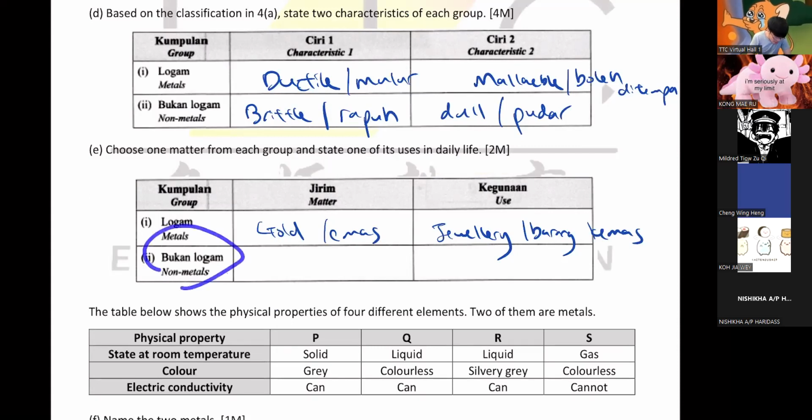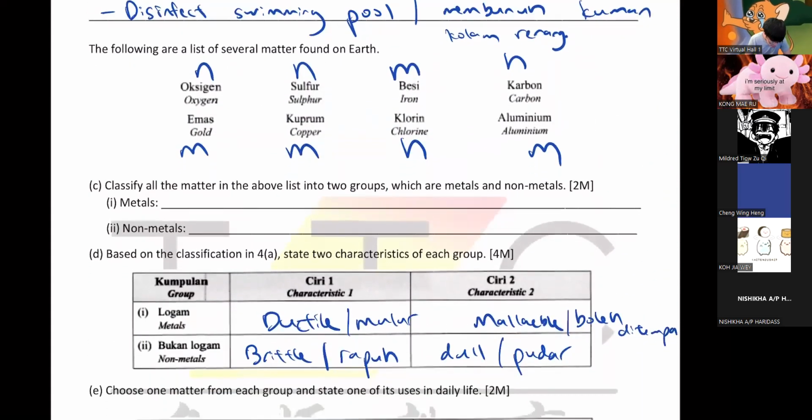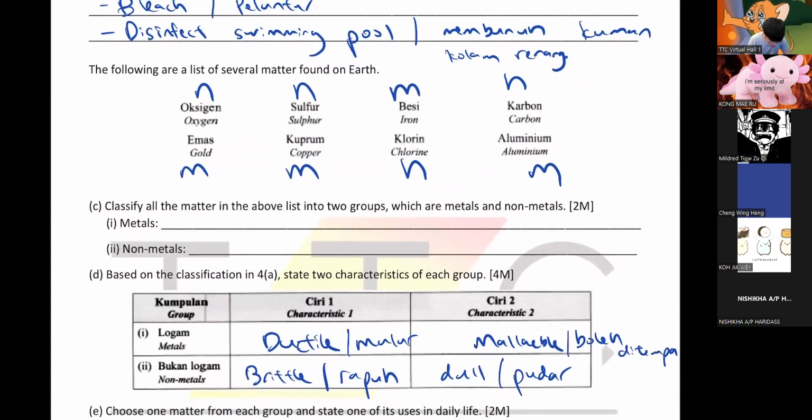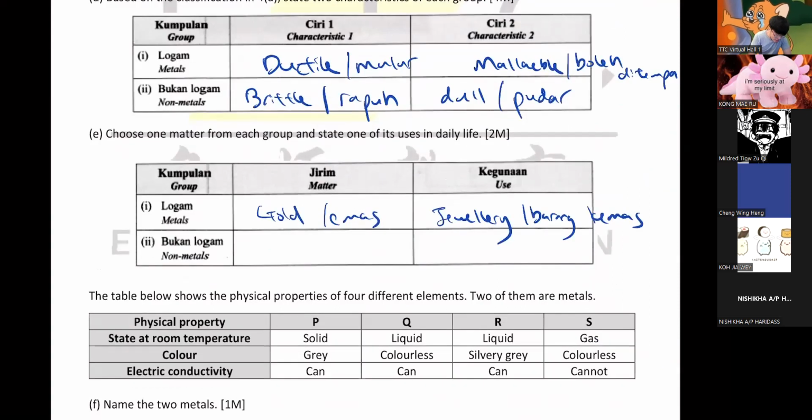So next, non-metal. Let's just say oxygen lah. We pick the easiest one. Oxygen, so what is oxygen for? So easy lah, respiration lah. You do breathing using this. Respirasi.